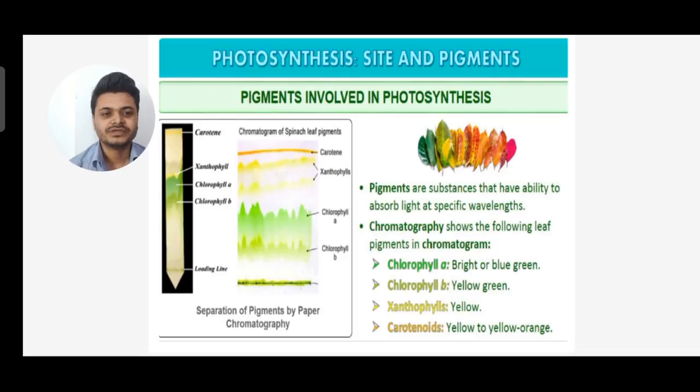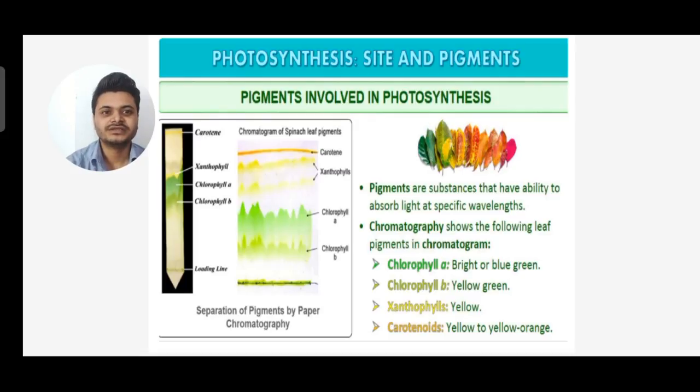You all know the chromatography paper, isn't it? In the experiment or practical of chromatography, you have this in class 11 practical also. Chromatography shows the following leaf pigments in the chromatogram. Chlorophyll A can be seen, chlorophyll B, xanthophyll and carotenoid can be seen. Chlorophyll A gives bright or blue green color, chlorophyll B gives yellowish green, xanthophyll gives yellow, and carotenoid gives yellow to yellow orange color.